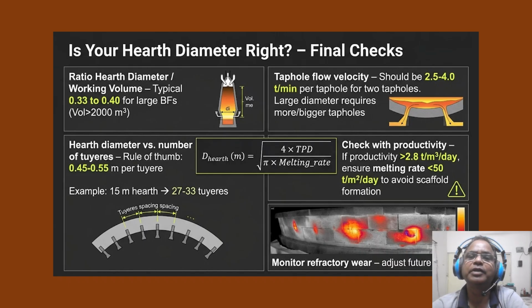Third, hearth diameter versus number of tiers. A rule of thumb is 0.45 to 0.55 meter per tier. Use the formula that is very clearly shown in the slide, and one example is also given. So these checks ensure the hearth supports stable tapping, balanced gas flow, and long campaign life.